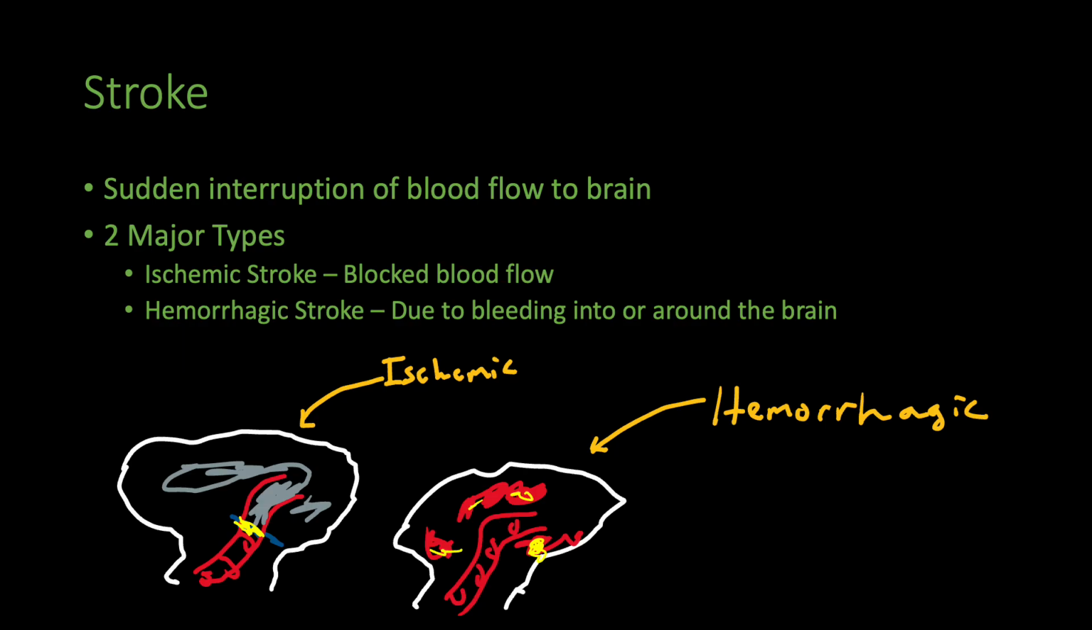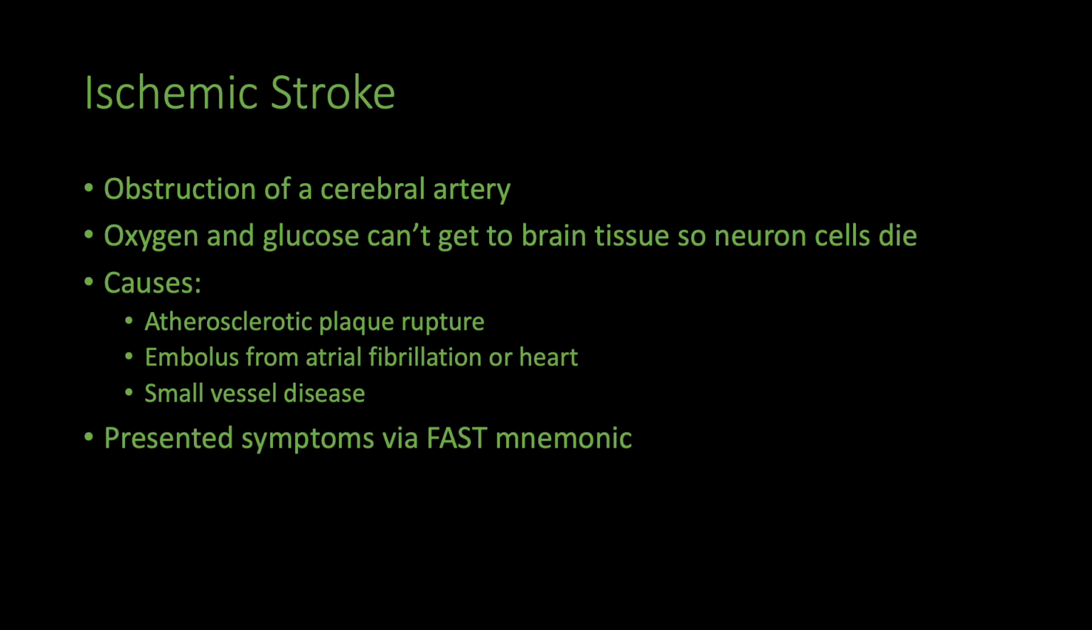The first part, I'm going to go over the ischemic stroke. Ischemic stroke is essentially obstruction of the cerebral artery. Oxygen, glucose can't get to a brain cell, so the neuron cells die. Usually it could be a cause of other types of diseases, like there might be an atherosclerotic plaque rupture. As I mentioned in the previous lectures, atherosclerotic plaque can rupture, and then that can go into other parts of blood vessel and cause further problems.